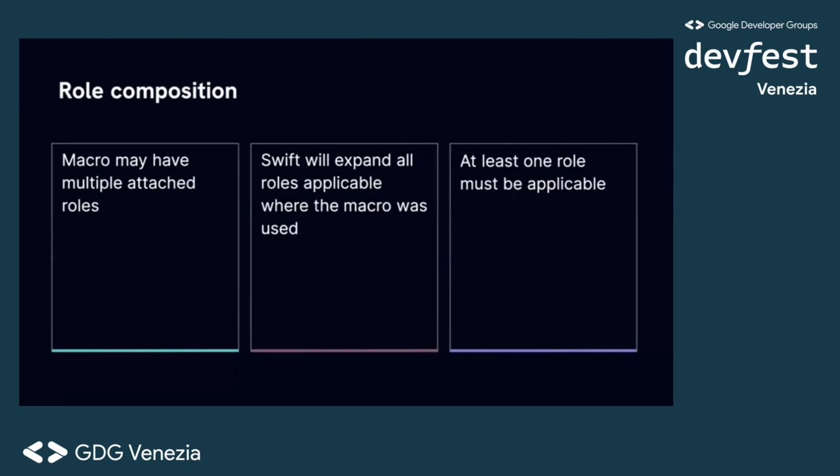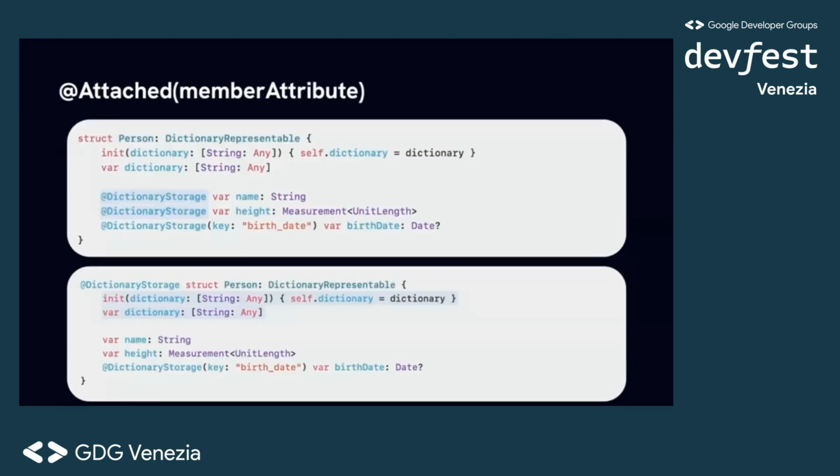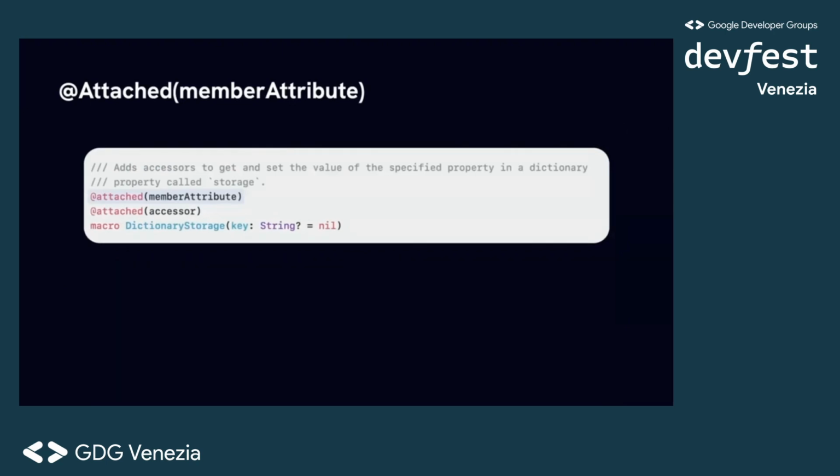As you see, you can attach them multiple times, and one of them must be applicable. What do you mean? You can access the member directly, or another type like a struct. You need to specify that, but if one of them is applicable, this one will be applied to all of them. We will look at it again. For example, the struct will reach the dictionary storage, and the birthDate variable will also reach the dictionary storage. We have two macros together, and one of them will be applied to the struct, and one of them will reach the accessors.